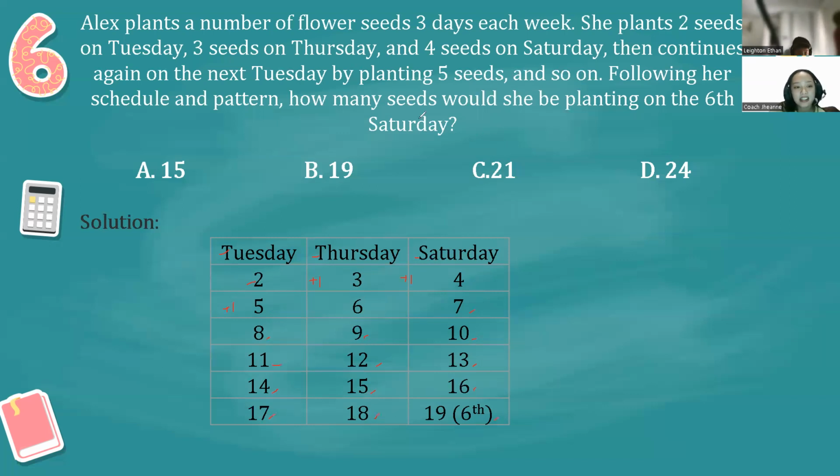But it is stated in the problem that it is asking how many seeds she would be planting on the 6th Saturday. So we have to count how many Saturdays we have. 1, 2, 3, 4, 5, and 6. So she will be planting 19 seeds on the 6th Saturday. Okay, the answer is B. Okay, everyone got it right. So let's go to the next.